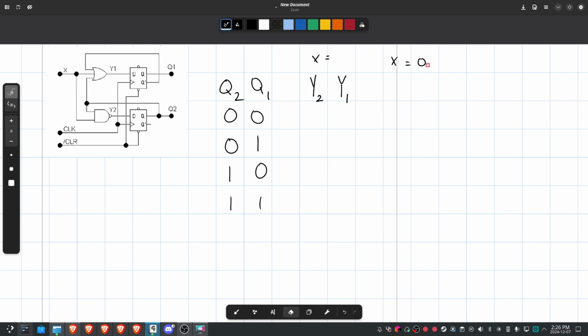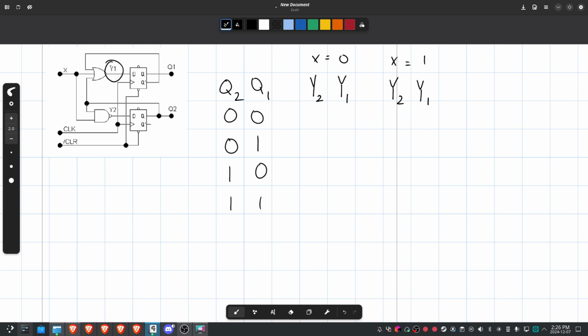Actually, let's flip these around. There you go. X is 0 and X is 1, because our output will change depending on that. Now, there's 2 ways we can solve this. We can either figure it out one by one and go through the logic, or we can create an algebraic equation, and then we can quickly solve it.